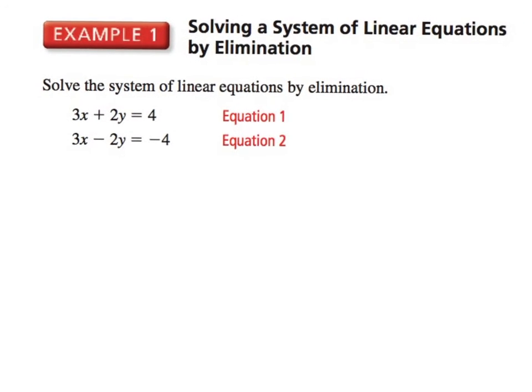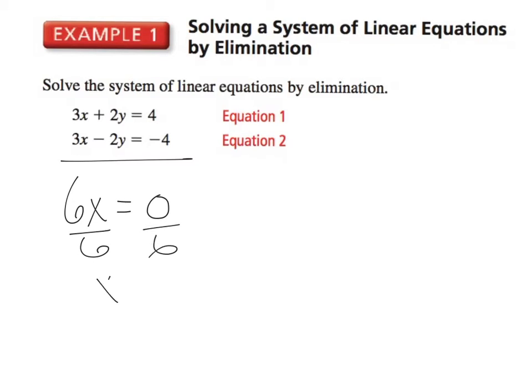All right, so let's look at example 1. Solve the system of linear equations by elimination. Now, it was not mentioned before, but we have to make sure everything lines up. You'll notice that both equations here are in standard form, and that's good. You'll also notice that 2y and negative 2y are opposite coefficients of each other. So all I do is combine or add the equations together. That gives me 6x equals 0. If I divide both sides by 6, x equals 0.